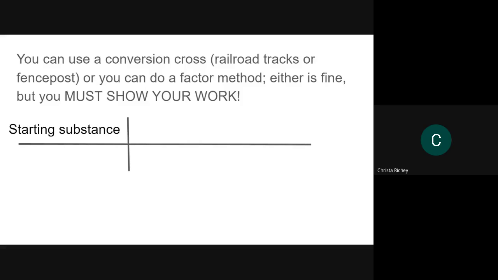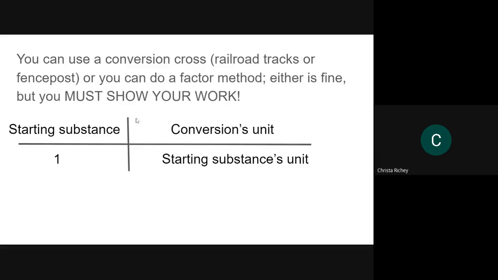I like using the railroad tracks or the fence post or the goal post. I've heard this called all different kinds of things, but what you're starting with is going to go in the starting block, which is the top left, which is normally over 1. Its unit, not the number, its unit. So like on the previous one was an inch, not the 680 number, but the inch came down. And then I could change it into the meter because I had a conversion factor to go between meters and inches on the previous example.